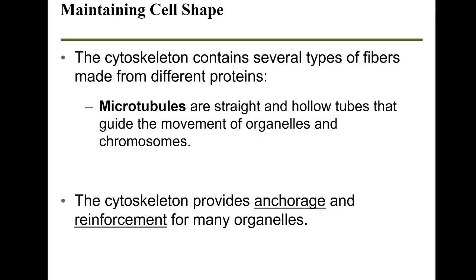Now, how does it do it? It has these things called microtubules. These are straight and hollow tubes, hence the name tubules, that guide the movement of organelles and chromosomes. When we get into cell division, we'll talk about how these microtubules will guide the movement of chromosomes. But right now, they guide the movement of organelles. And it provides anchorage and reinforcement for organelles. So let me give you an example.